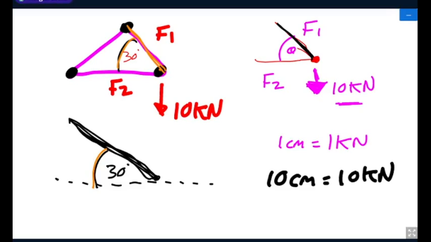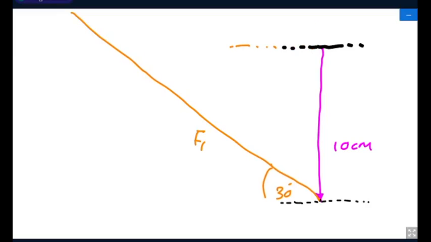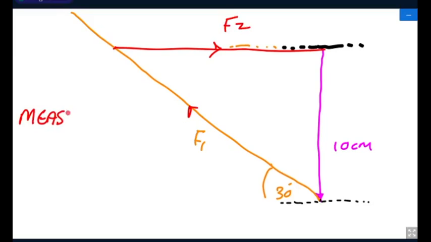F2 is going straight. I don't know how long F2 is, but I know it's going straight. So I just draw a line now to complete this. So what I would do is get a ruler, make a point there like that, and draw that line like that. That's coming up, that's coming across. That's F1 and that's F2. And then you would measure F1 and you would measure F2.